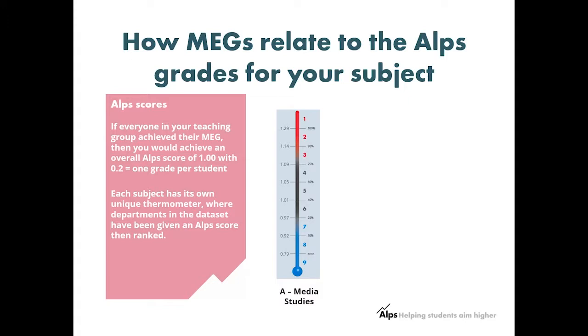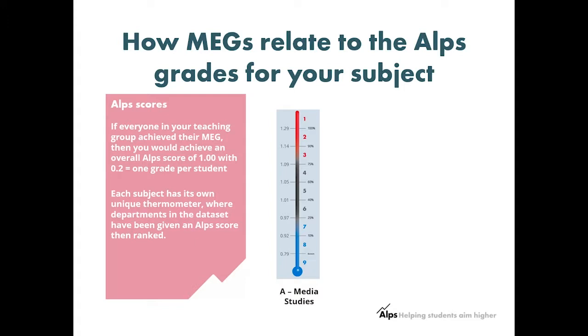So the top media studies department in the country got 1.29 and the lowest got 0.79. Now what does that mean? Well, that little bit there that says 0.2 is equivalent to a grade per student, which means that 1.29 is 0.3 above that 1.00. So that's a grade and a half above the MEG per student that each of the students in that particular media studies department got. On the converse side, that 0.79 is approximately 0.2 below the 1.00. So therefore, every single one of those students on average dropped a grade. So I hope that makes sense, because that's quite key.